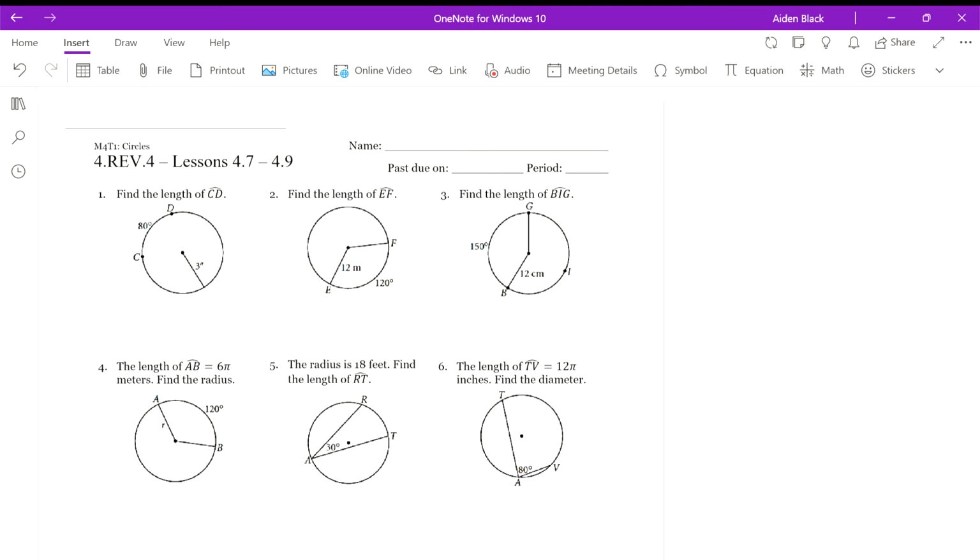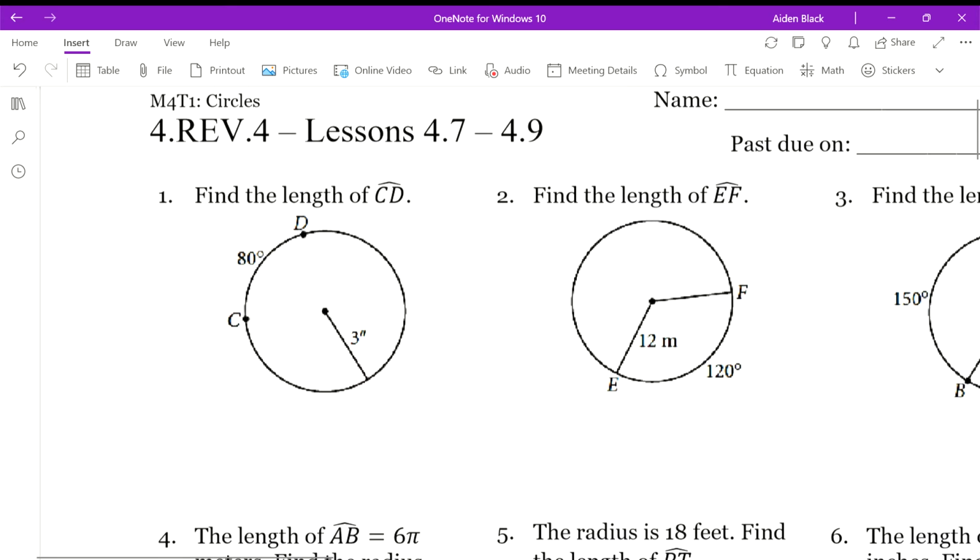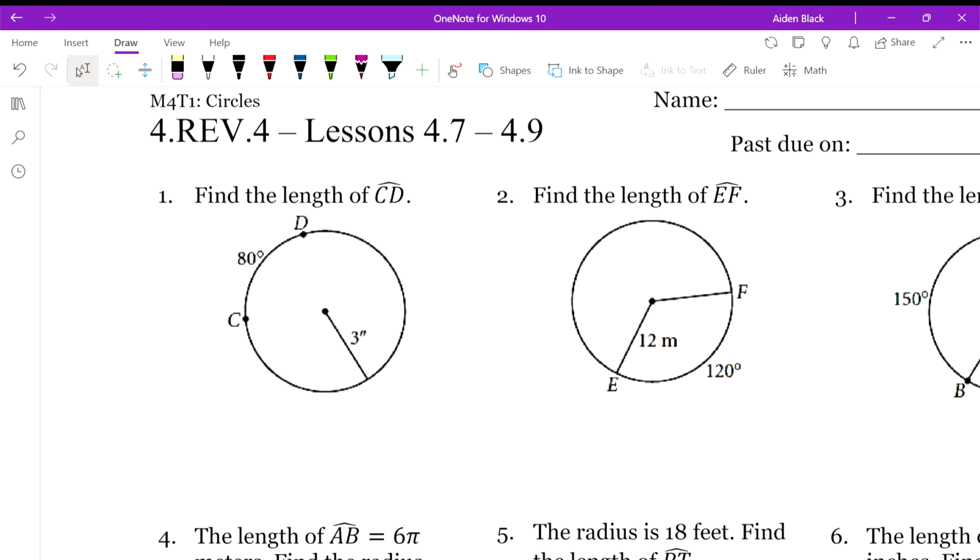Alright, we're looking at the review for lessons 4.7 through 4.9. We can start with questions 1 through 3. This is asking us to find the length of CD. So length is referring to arc length, which is S.